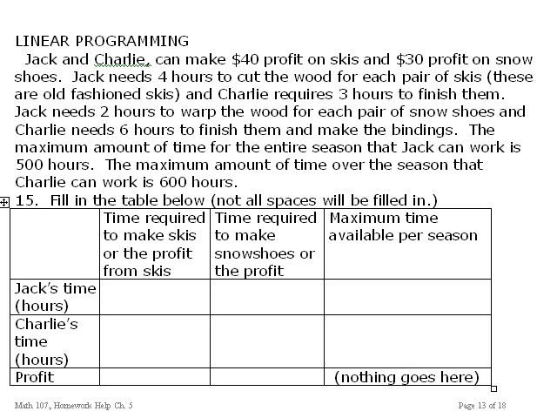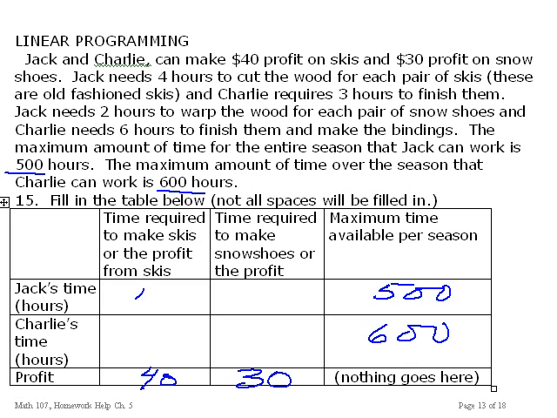It starts off actually with the objective function. Jack and Charlie can make $40 profit on skis and $30 profit on snowshoes, and obviously they want to maximize their profit. So the profit on the skis is 40, the profit on the snowshoes is 30. Now for Jack's time, he has a constraint of 500 hours that he can work. Charlie at 600.